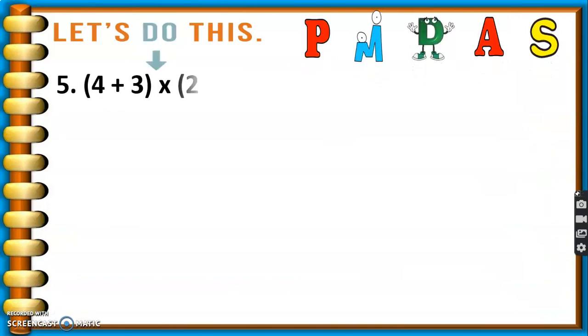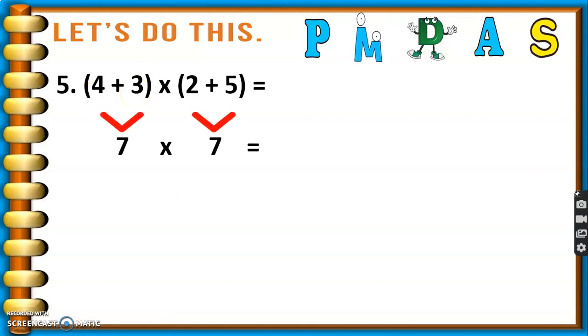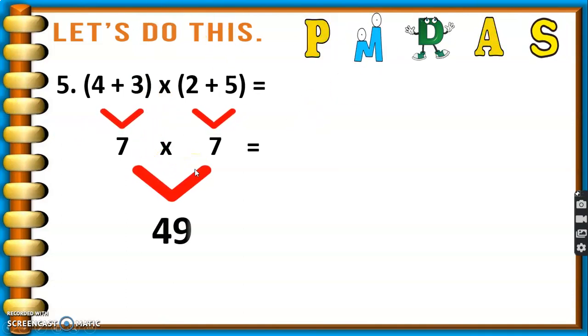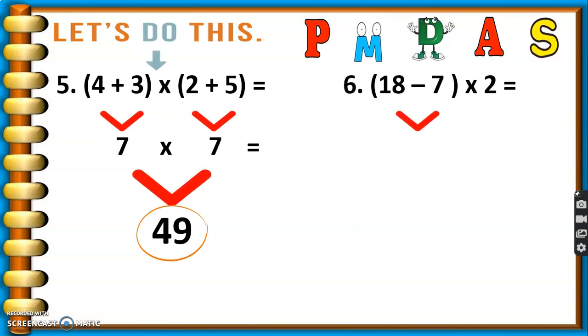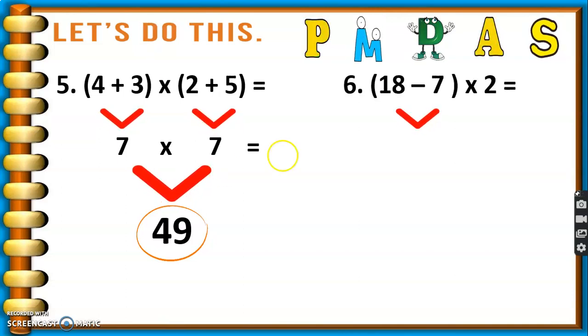Number 5, we have 4 plus 3, times 2 plus 5. P, parentheses: 4 plus 3 is equal to 7, and 2 plus 5 is equal to 7, right? Then let's proceed to M, multiply: 7 times 7 is equal to 49. Therefore, number 5, the answer is 49. Let's proceed to number 6, our last example.